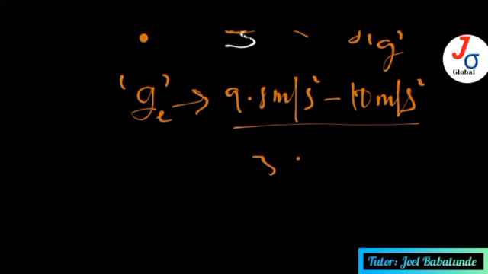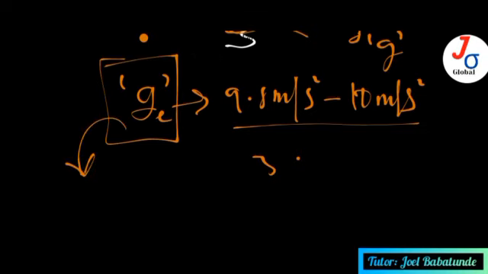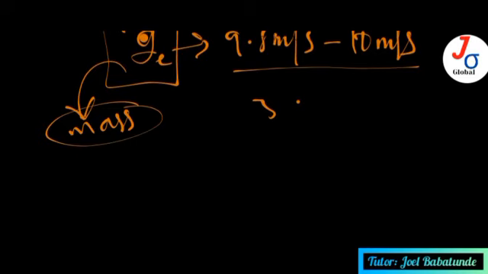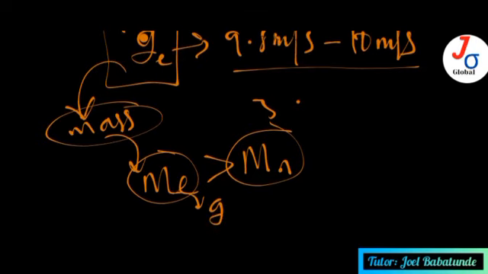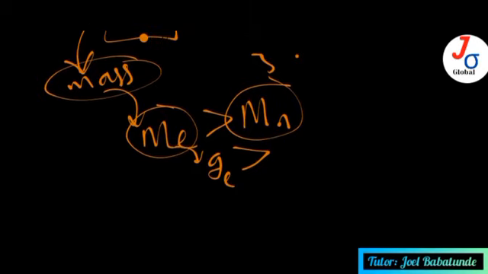Now, let me say what actually causes gravity. It's the mass of the astronomical body that actually causes gravity. So remember that the mass of the Earth is greater than the mass of the moon. If the mass of the Earth is greater than the mass of the moon, then acceleration due to gravity on the Earth must be greater than acceleration due to gravity on the moon. So you get the idea.